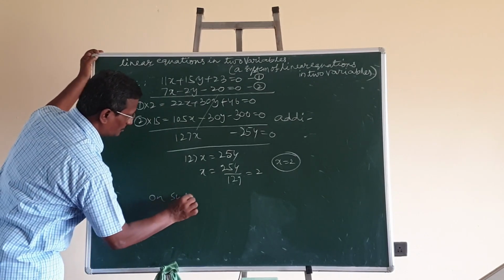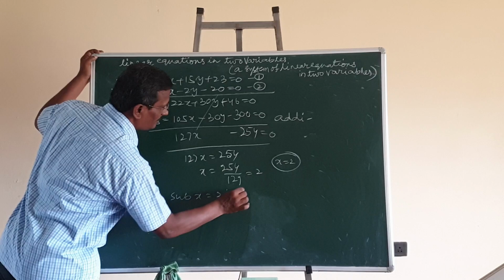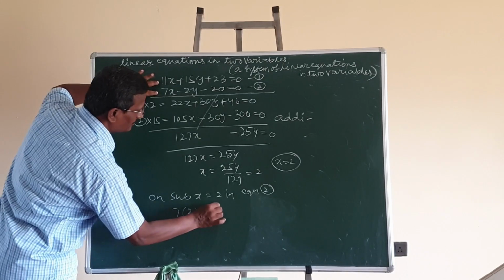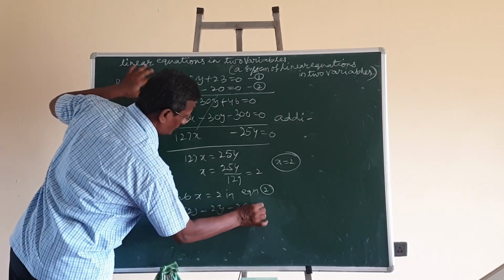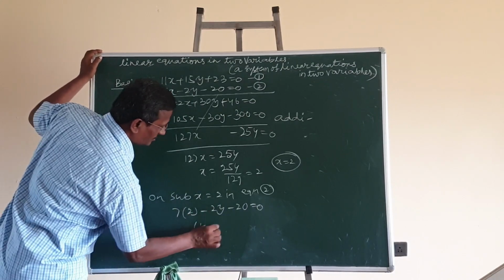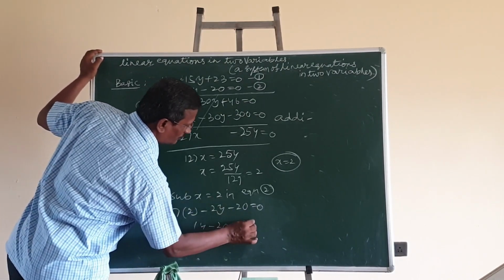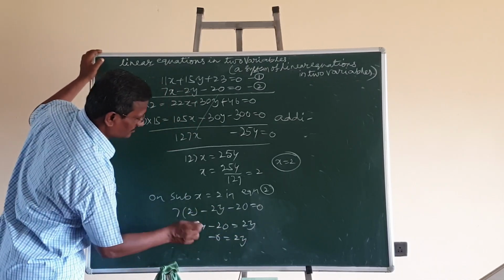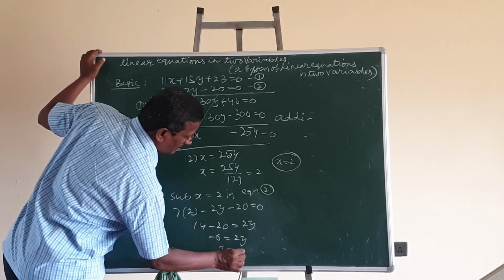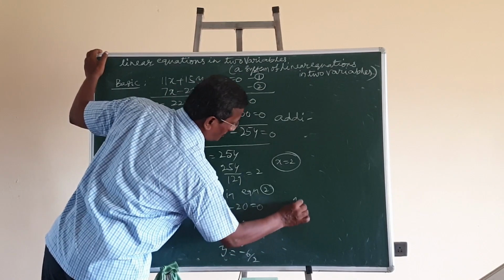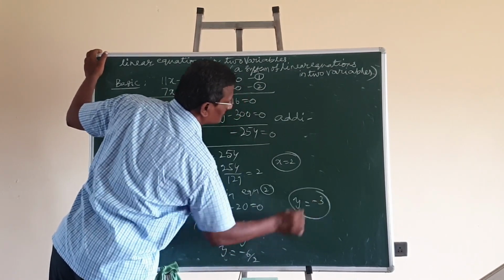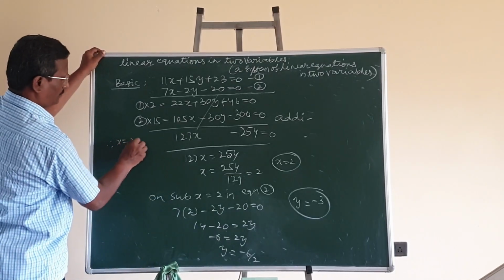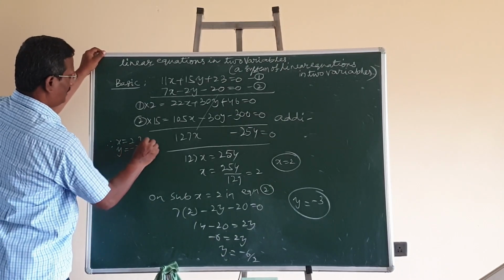On substituting x is equal to 2 in equation 2, this is 7 into 2 minus 2 into y minus 20 is equal to 0. 14 minus 20 minus 2y, which becomes plus 2y on the other side. This is minus 6 is equal to 2y. 14 minus 20 is minus 6, so y is equal to minus 6 upon 2, or y is equal to minus 3. Therefore, you can write at the end x is equal to 2, y is equal to minus 3 is the solution.